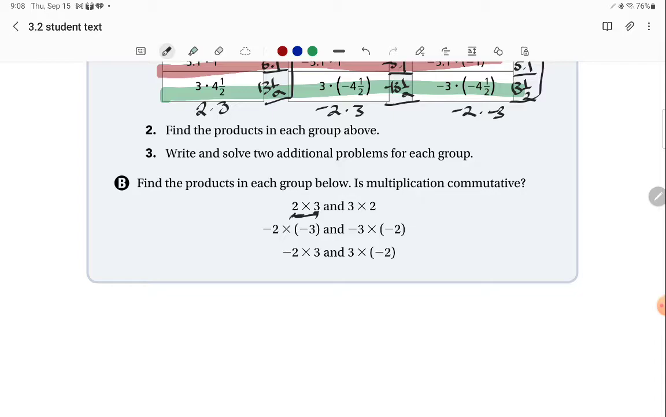And it's the same if they're multiplying negatives. It doesn't matter, as long as everything is being multiplied. Multiplication is commutative, because here you get 6, here you get 6, here you get negative 6 on both sides. So yes, it is. And then go ahead and write down in your own words what makes it commutative.